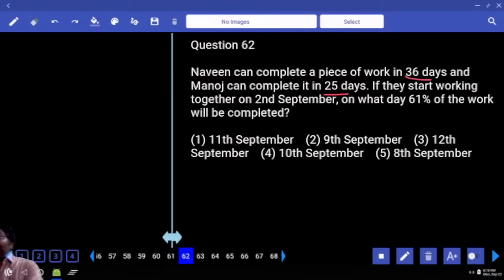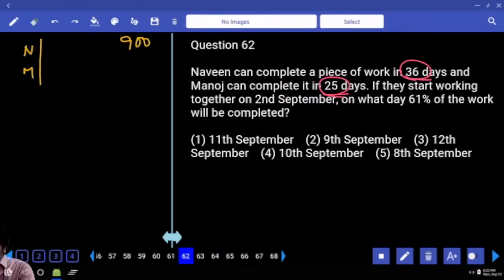36 and 25. Are there any common factors other than 1? No. Then LCM is their product only. 4 25s will give you 100, like that, how many 4s are here? Then LCM will be 900.